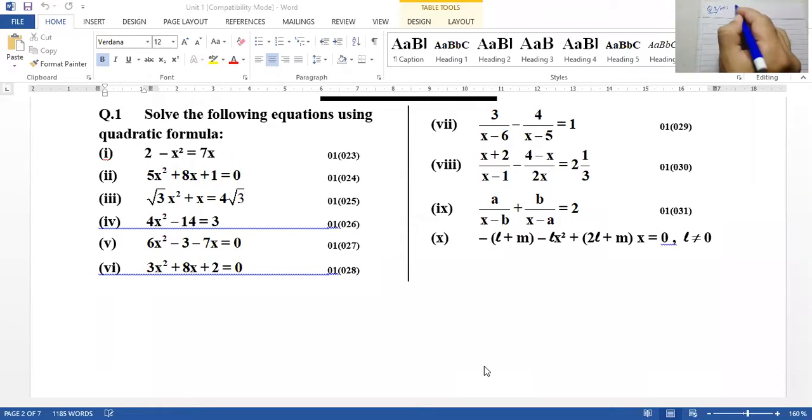The statement is (x + 2)/(x - 1) - (4 - x)/(2x) = 2 and 1/3. It is the statement of the question. So we are going to solve it.